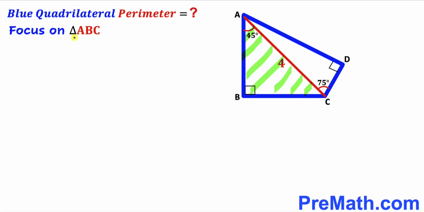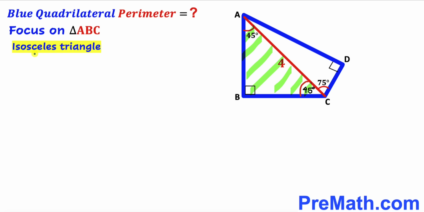And here's our very first step. Let's focus on this right triangle ABC. We know this angle is a 90 degrees angle. This angle is 45 degrees. So therefore, this angle has got to be 45 degrees as well, since the sum of the interior angles in a triangle is always equal to 180 degrees.